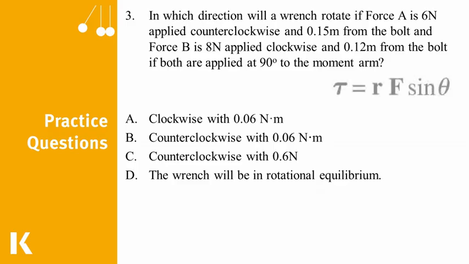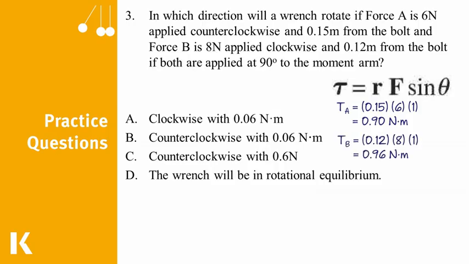Here, we're going to have to pull out that torque formula and get calculating. Subbing in the values from the question stem, we see that the torque resulting from force A is 0.9 Newton meters, while from force B we see 0.96 Newton meters in the clockwise direction. As such, the net torque is 0.06 Newton meters in the clockwise direction.